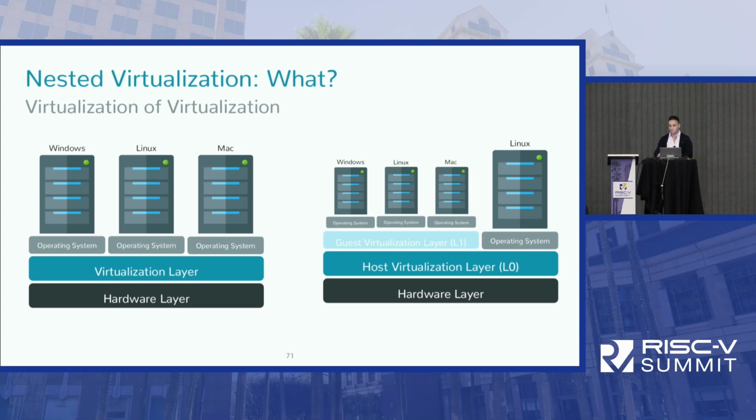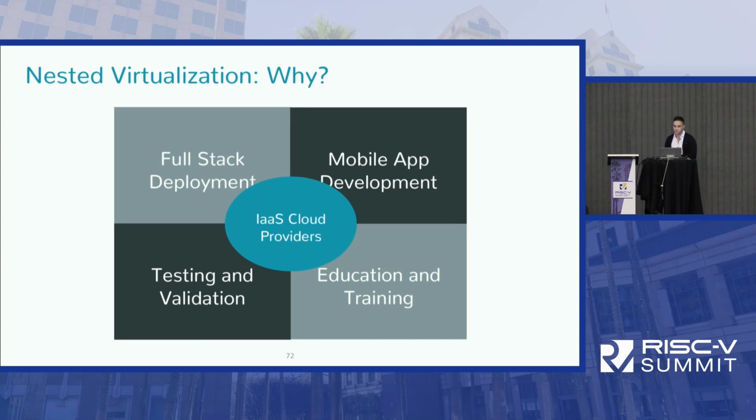atop your hypervisor. And this is quite important for cloud providers in terms of infrastructure as a service in different use cases, ranging from full stack deployment, mobile app development, testing and validation, and either for education and training. Basically, if your infrastructure is leveraging a hypervisor so that you can run multiple virtual machines, and if you want to deploy in a cloud provider that is already running virtualization, so you have this kind of two-level virtualization.